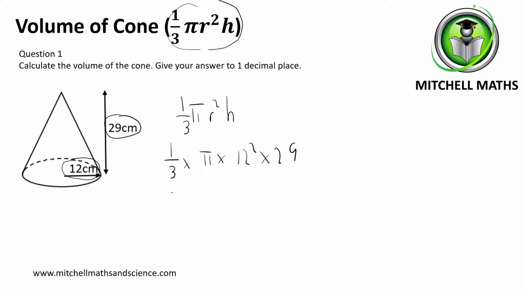And if you put that into your calculator, you will get 4,373.1 to one decimal place, centimetres cubed.